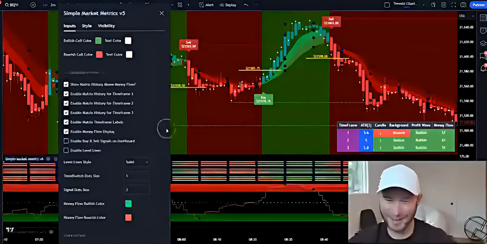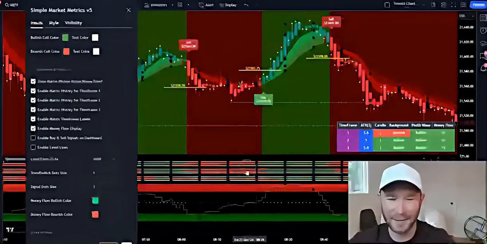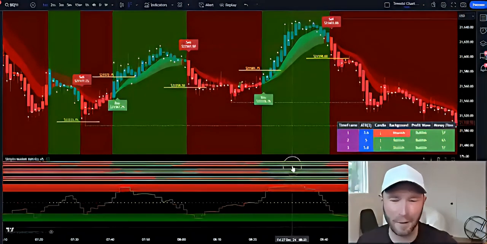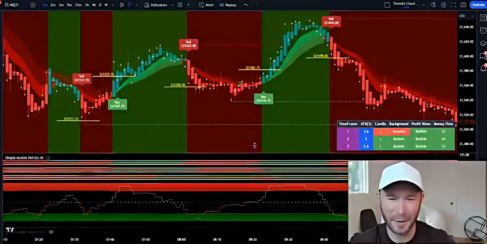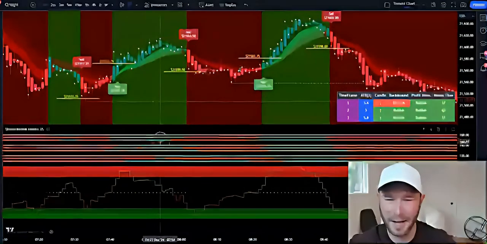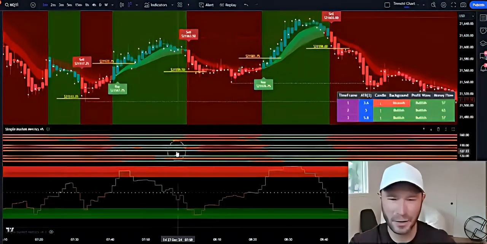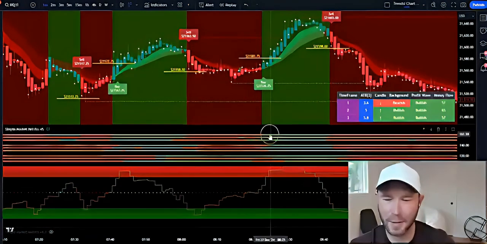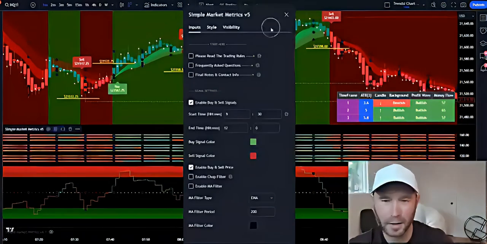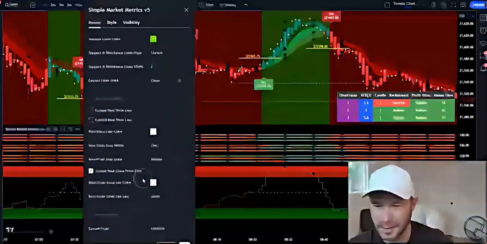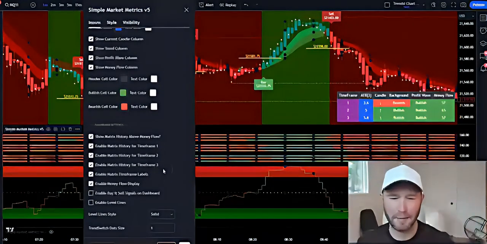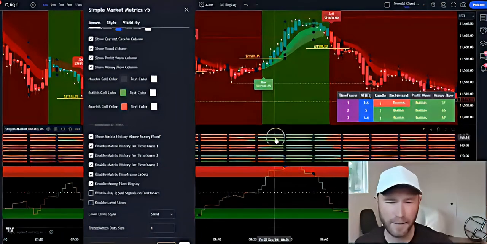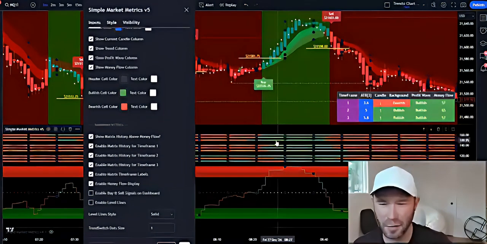So now, this is what's even cooler. This matrix down here has literally been changed to show you exactly all of these metrics that you need. So what is this showing? This top one right here, let me blow this up a little bit so you can understand. The top line on all these is literally the 1 minute, the 2 minute, and the 3 minute. What is it showing? Let's go over to settings and drop this down. This is showing you exactly what the background color is, what the profit wave color is, and if the money flow is bullish or bearish. And it's going to go through all of those.